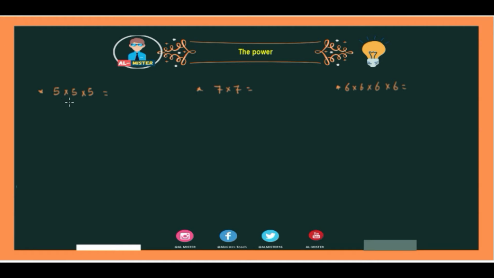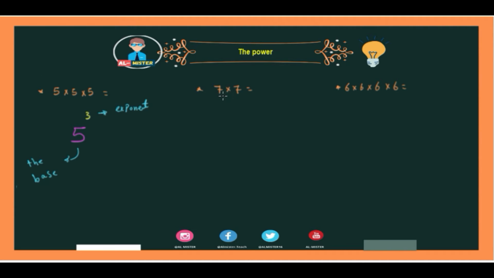Let's see how. In the first example we have 5 repeated 3 times. So we just need to write 5 here, and up of the number 5 we can write a number 3, and the number 5 here we call the base. So we call the number down below the base of our expression, and the number 3 here we call the exponent. The exponent tells us how many times we can use 5 as a factor.